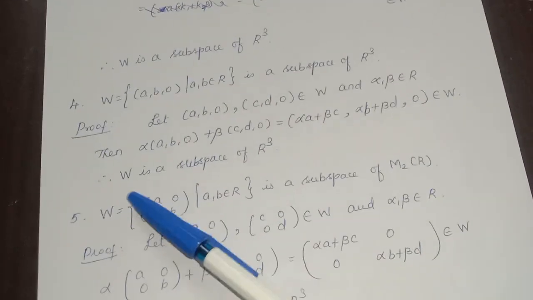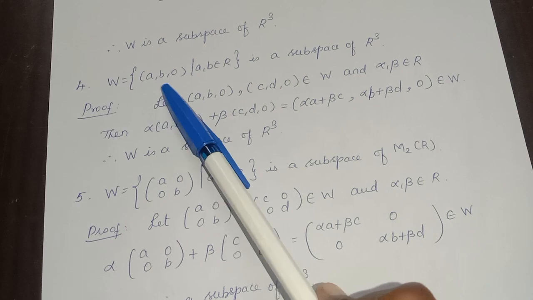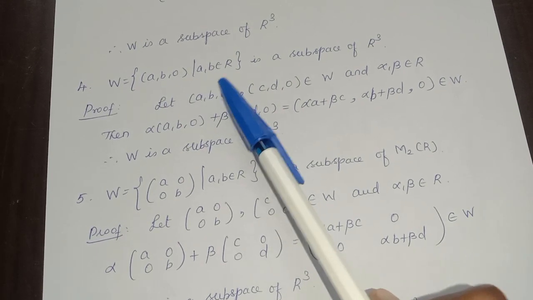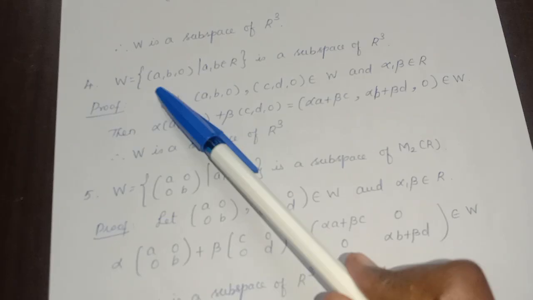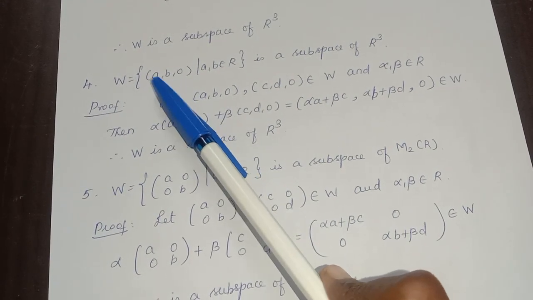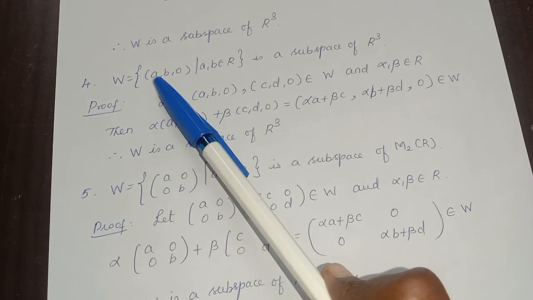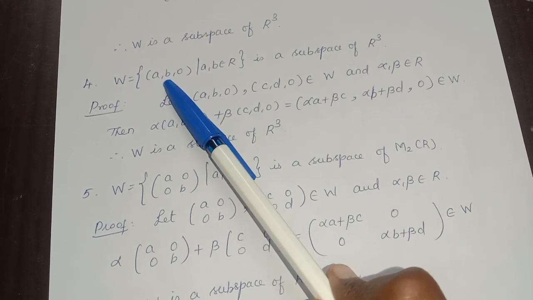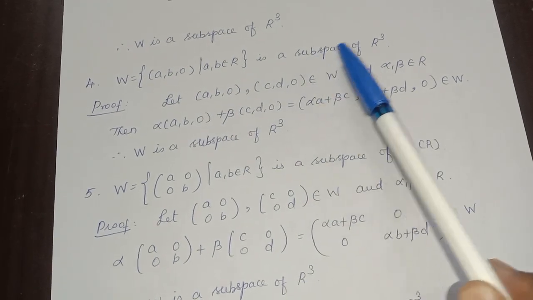Okay, then next example. W equal to the set of all triplets (a, b, 0) where a and b are real numbers. It's a subspace of R3. Okay, now what is this? This is the x coordinate and y coordinate. Z is 0 always, which means these are points on the xy plane. The set of all points on the xy plane forms a subspace of R3.